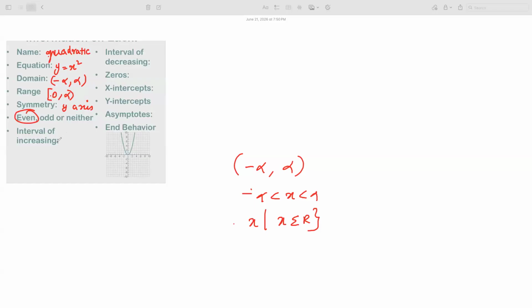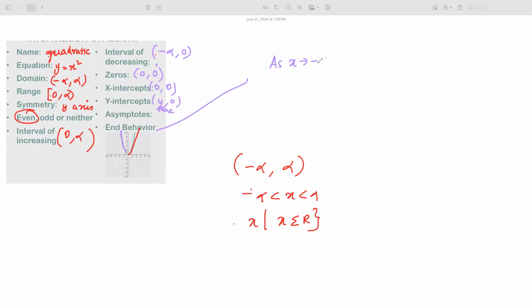Interval of increasing is? This only increases, right? Y value keeps on increasing, 0 to infinity. What is the interval of decreasing? Minus infinity to 0. The x-intercept is at 0, 0, the y-intercept is at 0, 0, asymptote none. Okay, end behavior, let's write it here.